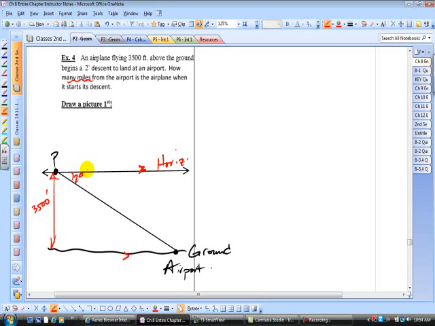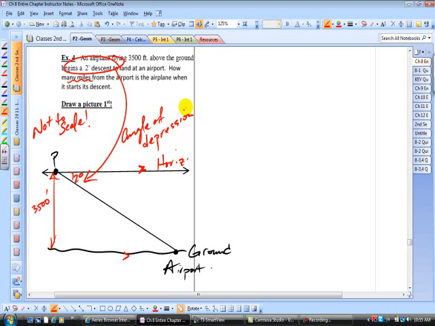So on this problem here, this is not to scale, first of all, because you can't draw it to scale. But you don't need a perfect drawing to solve this problem. You just need to interpret correctly. So we got a 2-degree angle of descent right here. It's called an angle of depression. Remember, angles of depression look down, not up.